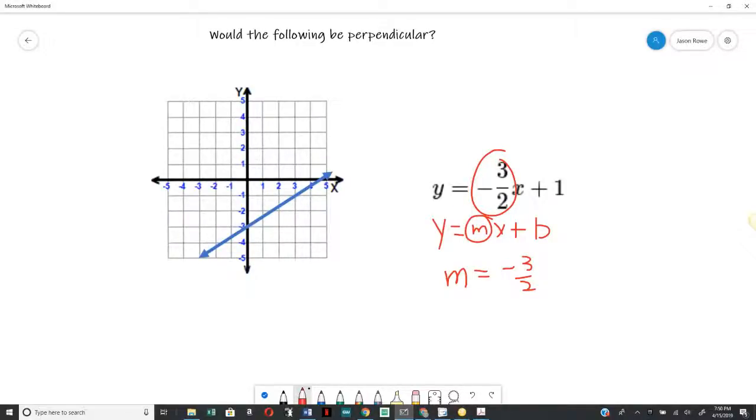So in order for the line to be perpendicular to this blue line that we're given right here, it would have to be an opposite reciprocal slope. So the perpendicular slope would have to be 2/3. Remember, we find the reciprocal and then change the sign. And remember, you can also look at the product.